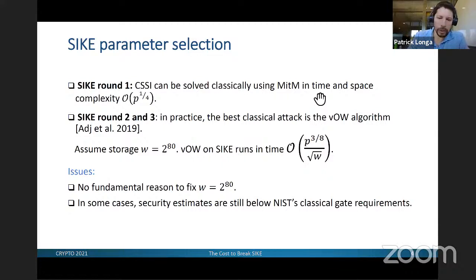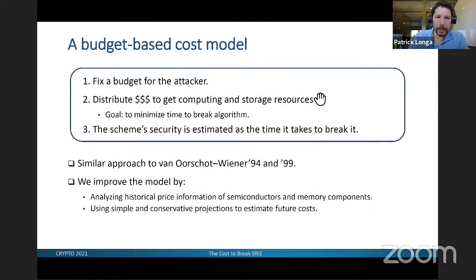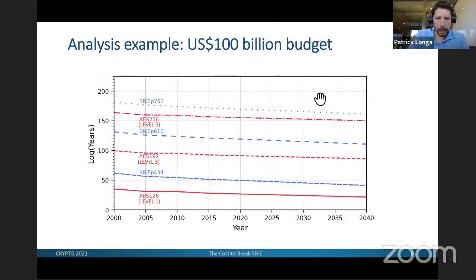So what we do is try to address these problems with a budget-based cost model. Basically, what it does is fix a budget for the attacker and distribute the money to get both computing and storage resources, in such a way that the time to break the algorithm is minimized. Then the security of the scheme is estimated as the time it takes to break it. This approach has already been used in the literature before, but we improve it, as I mentioned at the start of the presentation. Now, very briefly, let me jump to a summary of the results that we obtained.